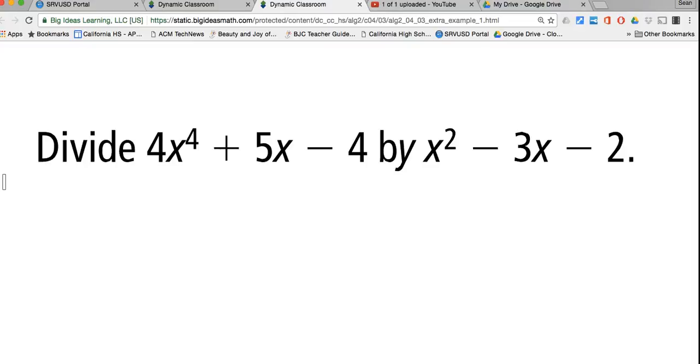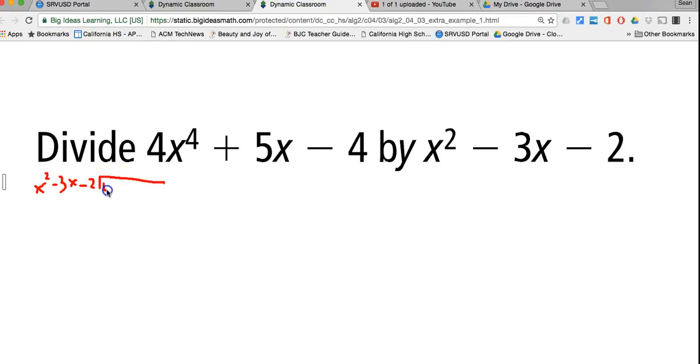All right, so we're going to do another problem here a little quickly, just to show you another example of polynomial long division. Now, here, our divisor is x squared minus 3x minus 2. And our dividend is x to the fourth plus 5x minus 4.